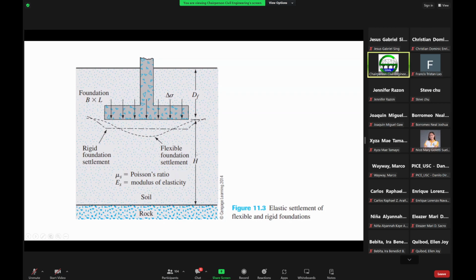And then the soils below the shallow foundation can have these properties here, which we need to compute for the elastic settlement or the immediate settlement. So we need to know these properties depending on the type of the soil, may it be sands, gravels, or silts or clays, for example.